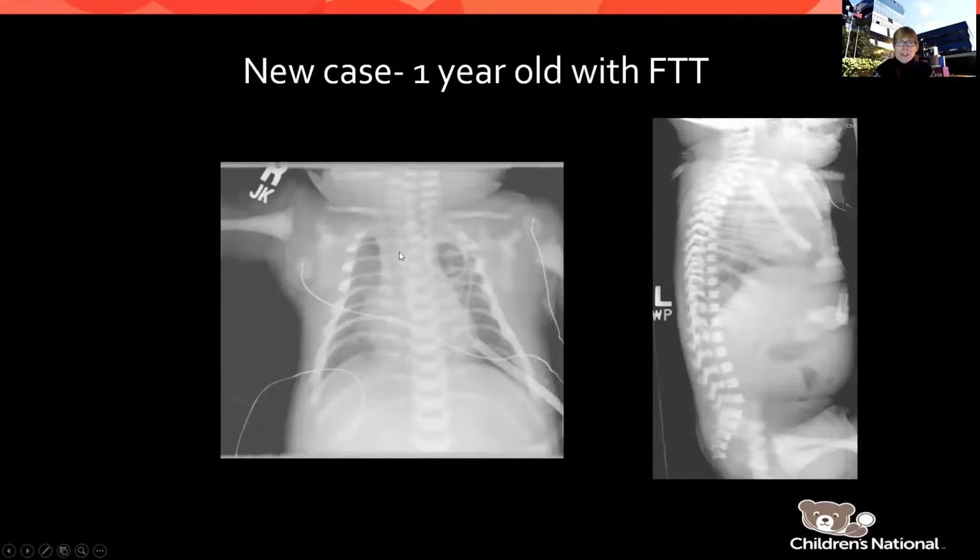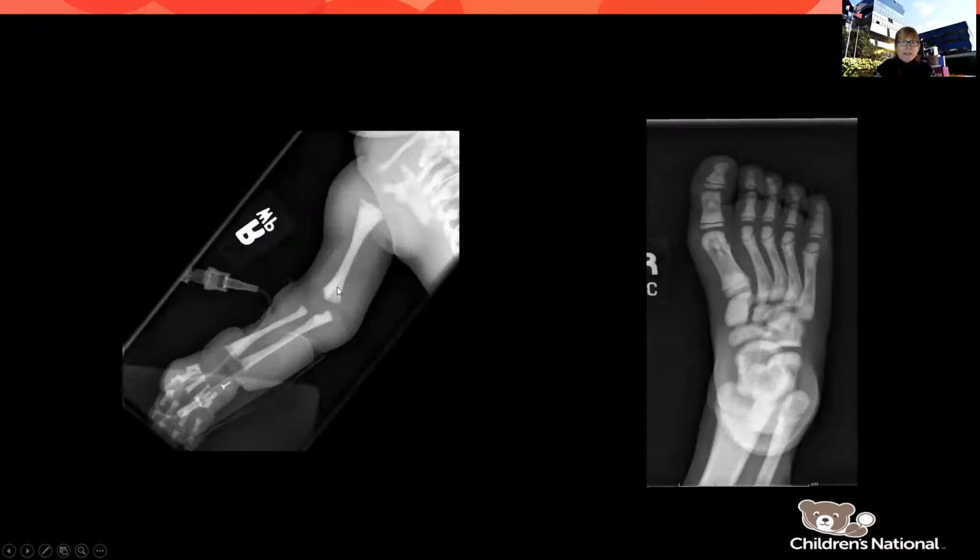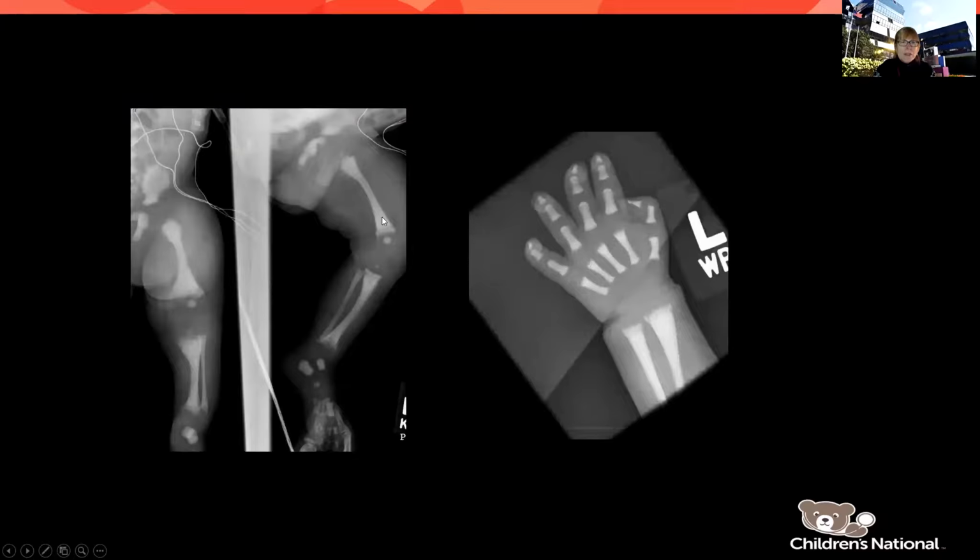So here, this should catch your eye. There's a little bit of irregularity to the metaphysis, but what really should be catching your eye is that all the metaphyses, all the bones are really, really dense. So in this case, this was an osteopetrosis. And you get these little weird bone within bone areas as well. So the configuration is actually pretty normal, but there is a mild irregularity to the metaphysis. But then you really want to look at the entire bone, and this did turn out to be an osteopetrosis.